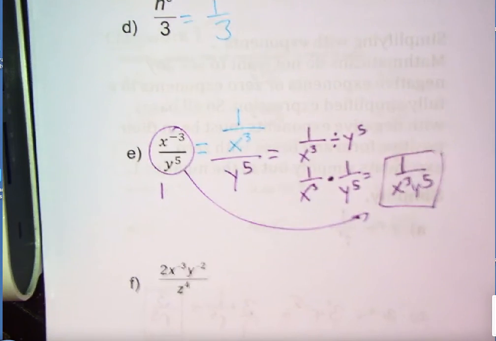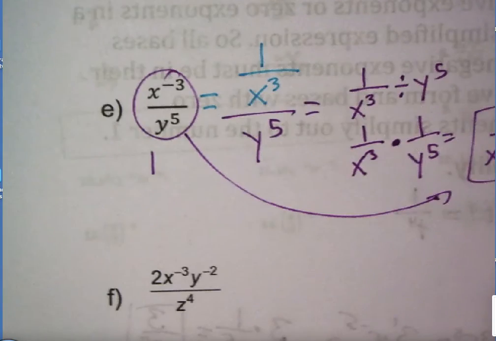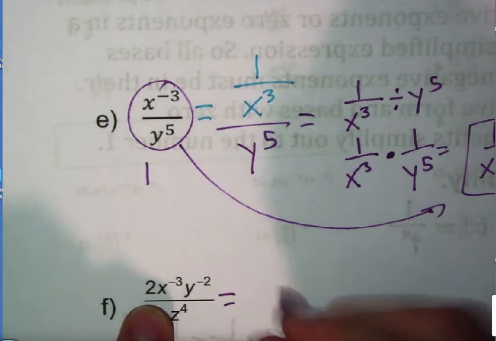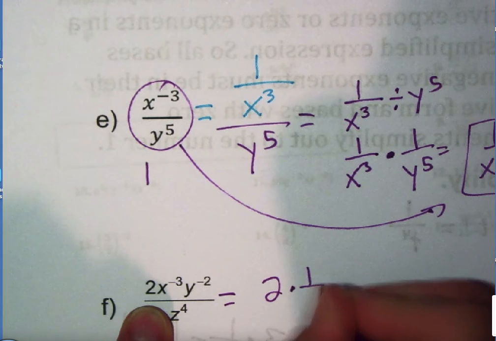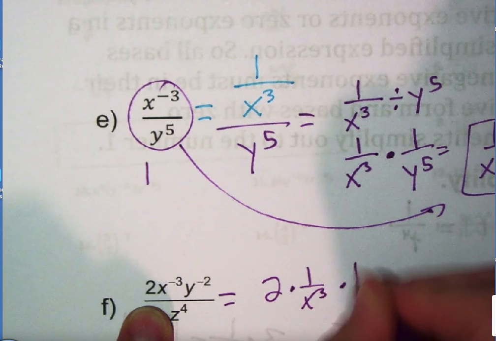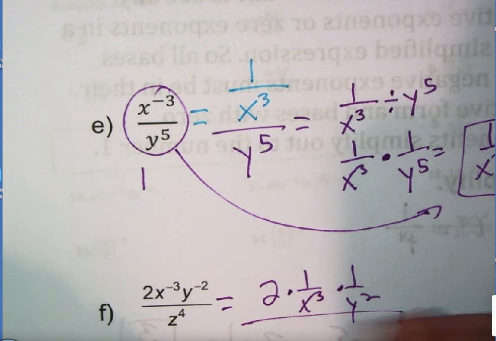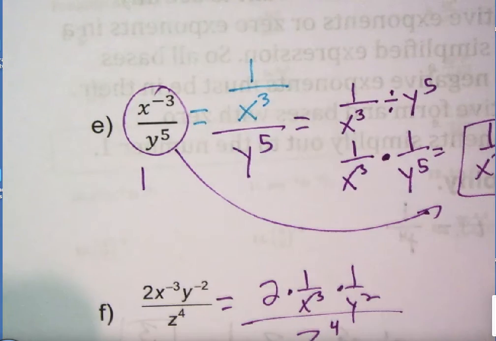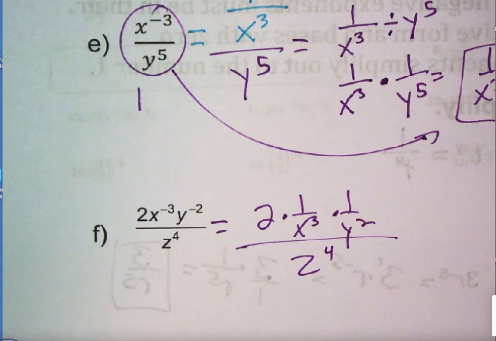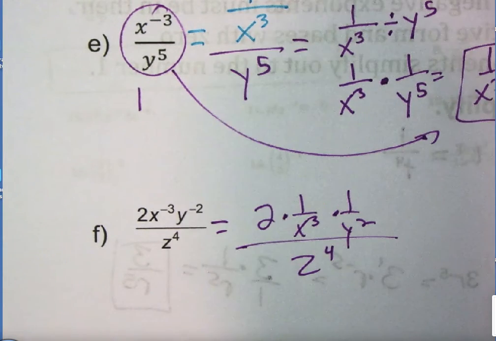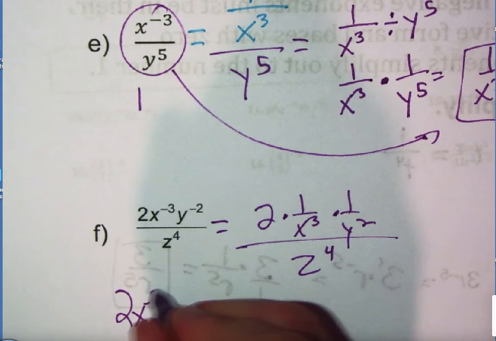Okay, we're going to try to use a little pattern here. We're not going to write out all our steps. You could write this as 2 times 1 over x to the 3rd times 1 over y to the 2nd over z to the 4th, and do a bunch. But I have a different approach that I want you to take.